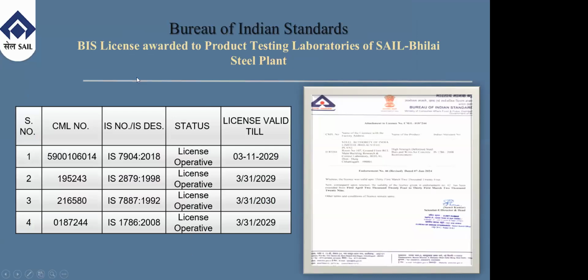As I said until now, in Varod mill we are producing different kinds of grades. For IS 7904 for high carbon, we have a license. IS 2879 for EWNR, IS 7887 for grade 1, grade 2 and the CAQ. For that we have this kind of BIS license, and for TMT we have IS 1786. These licenses are all operating.